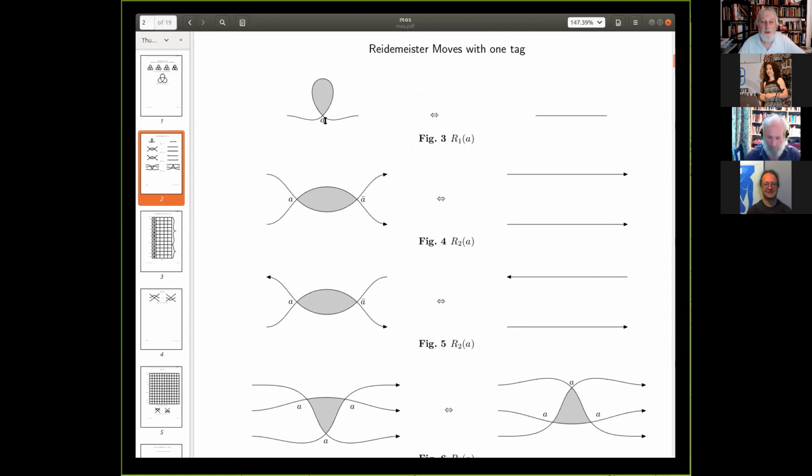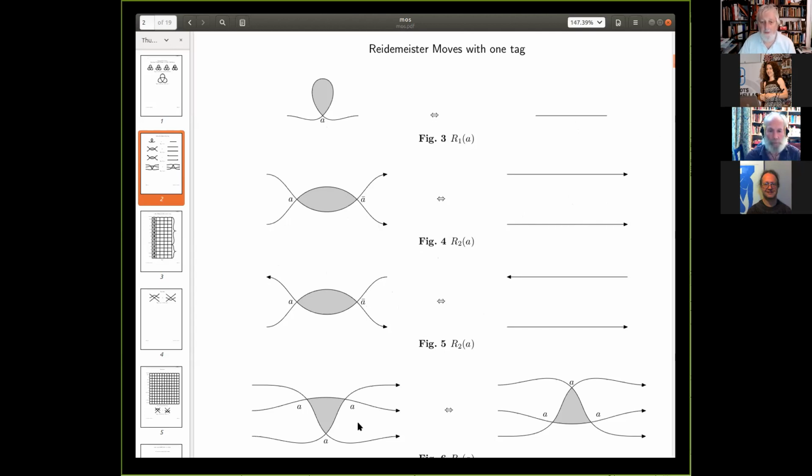R1A means that we can have a little monogon here, and the crossing is labeled by A, and that can be undone, or perhaps not. And then we've got the R2 moves, and they're divided into two. One where the arcs go in the same direction, let's say a parallel R2. And one where they go in opposite directions, a non-parallel R2. And it's important to distinguish between those two because they have very different properties.